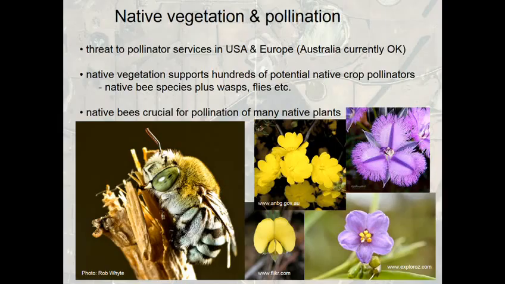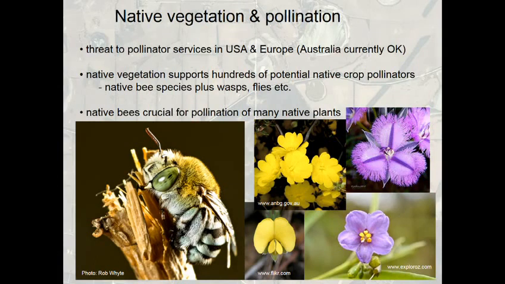Okay, so the other main thing that is contributed by native vegetation is pollination. This has become a big topic around the world because basically in Europe and the US they've lost a lot of the wild pollination services, and so they're trying to recover that. And what we know is that native vegetation supports hundreds of potential native pollinators, and they include bees, wasps, flies, but a whole bunch of things and a great diversity of things.